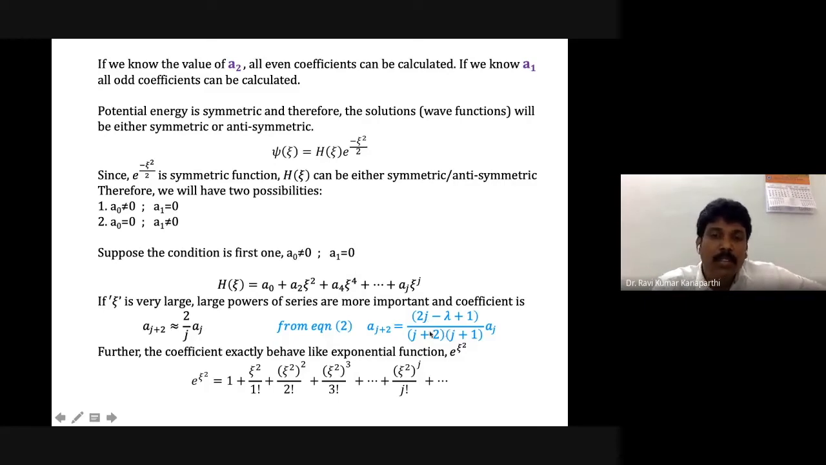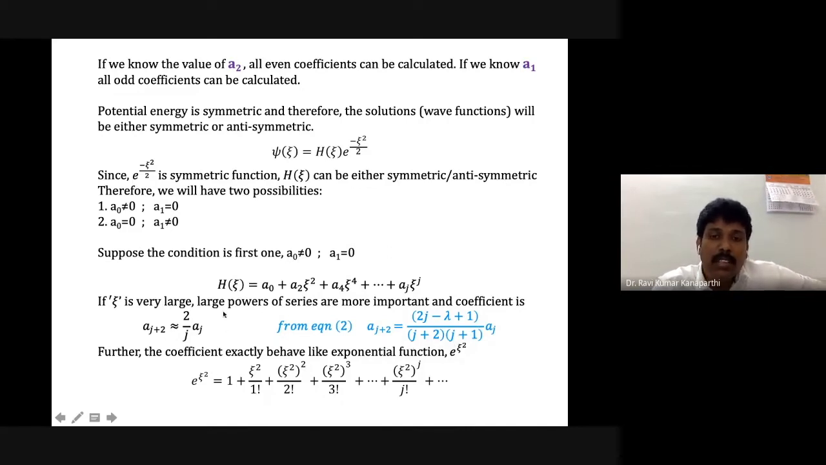From this expression, you can just substitute. Here we already assumed that a1 is equal to 0 and a naught is not equal to 0. If that is the case, then you can calculate. Okay, and since we are thinking of larger displacement, the lambda can be omitted, and this one also can be omitted, so you will have a_j, and the 1 and 2 can be dropped.